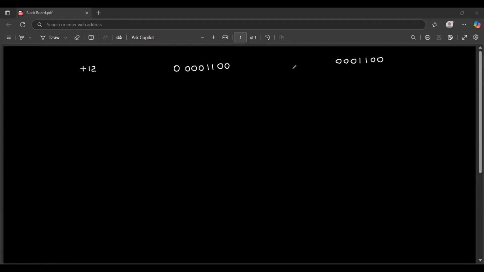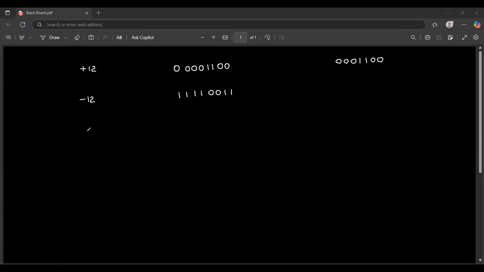So what about negative 12? As I said, you first find the magnitude, which is positive 12, so the number will look like this in ones complement. Since it's a negative number, you have to inverse this number. So it will be 1, 1, 1, 1, 0, 0, 1, 1. And let's do a bigger one.